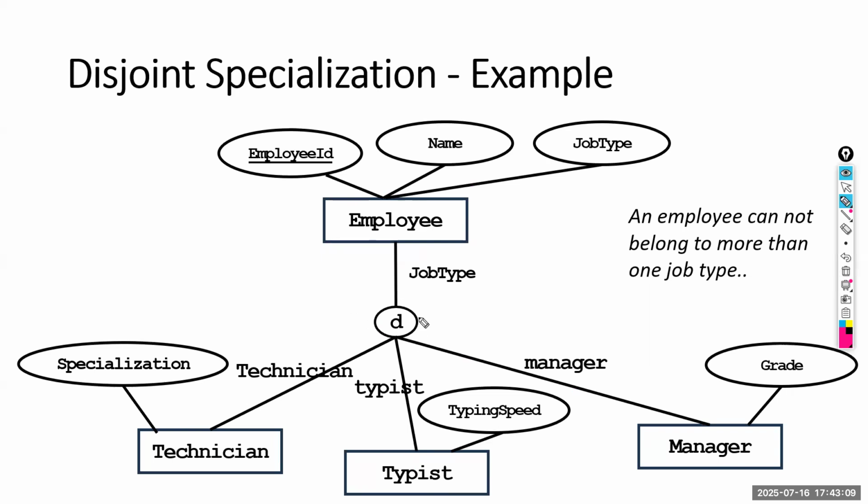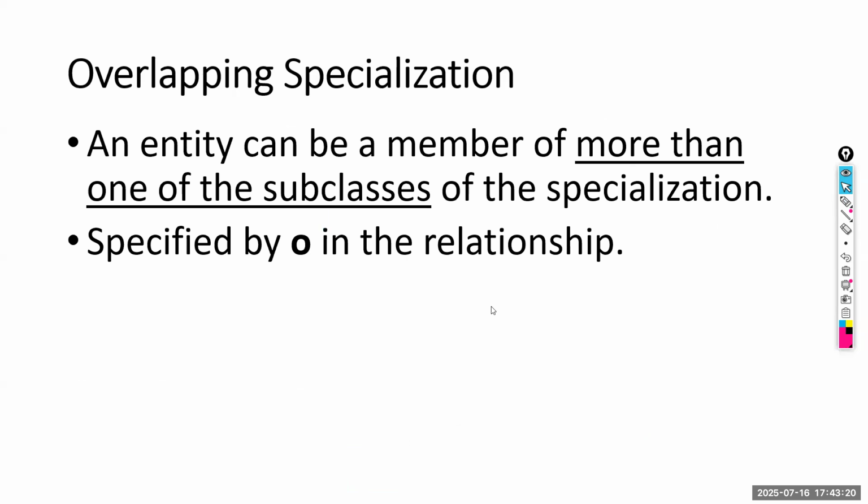D. And if there's a possibility that a particular employee belongs to multiple categories, in some other example, then it is overlapping. So then we use O.